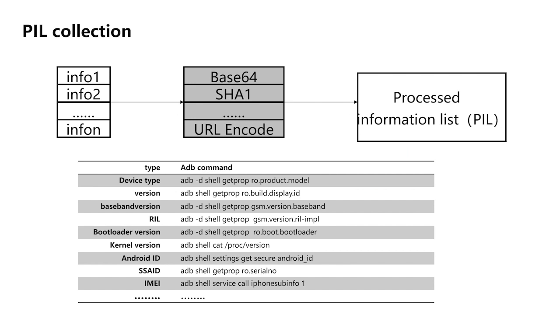In this section, PIL collection, we can use ADB and instrumentation of the source API to obtain device-related information. Considering that an app may encrypt or encode the device information when transmitting it, we preprocess the acquired device information using common encoding and encryption algorithms, such as base64 and SHA-1. And finally, we can process the information list PIL. In the table below, I list some ADB commands to get device information.